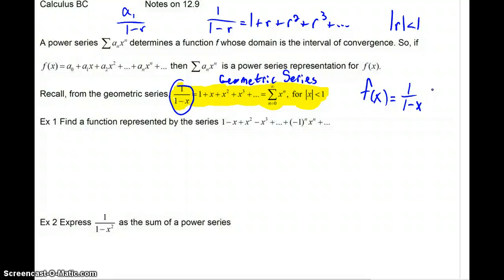We're going to be looking at functions, and we're going to work a lot off of this very famous geometric series. Now, take a look at example 1. It's going to look ever so slightly different from what we've just talked about. Your common ratio is no longer x in this regard. It would be opposite x. So find a function represented by this series.